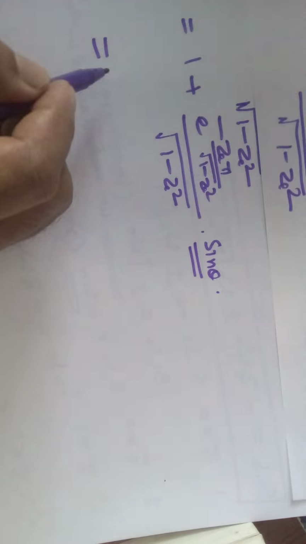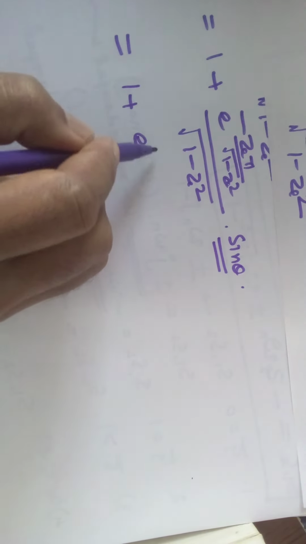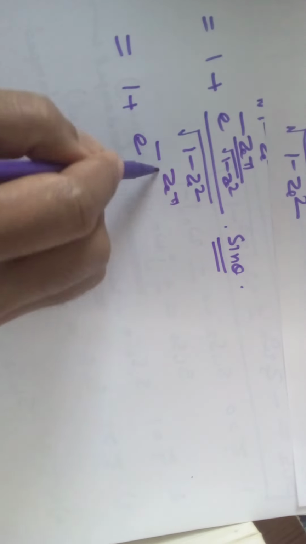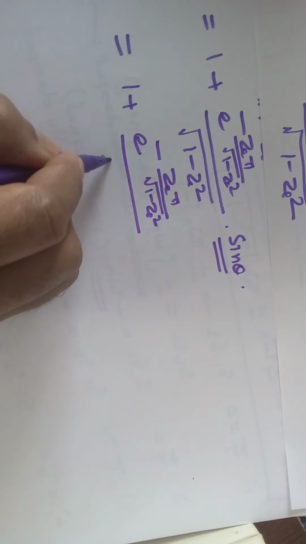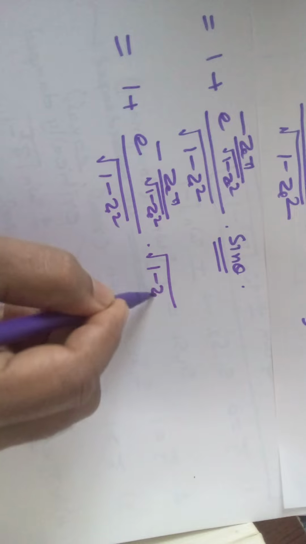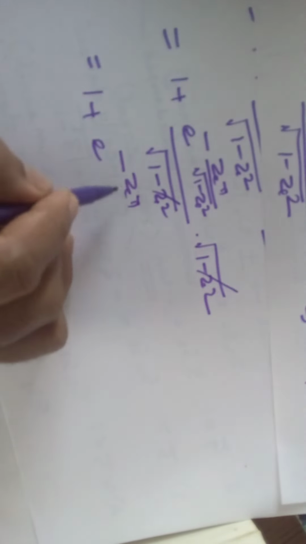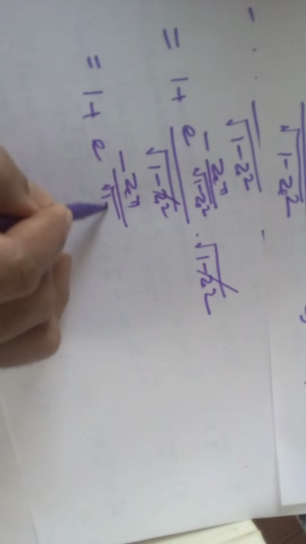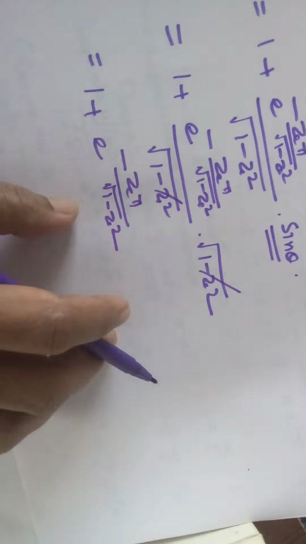So that we can write this equation as 1 plus e power minus theta pi divided by square root of 1 minus theta square, whole divided by square root of 1 minus theta square, into square root of 1 minus theta square. So we can cancel out these two things and we can write this as 1 plus e power minus theta pi divided by square root of 1 minus theta square. Right? So therefore now you are ready to calculate.